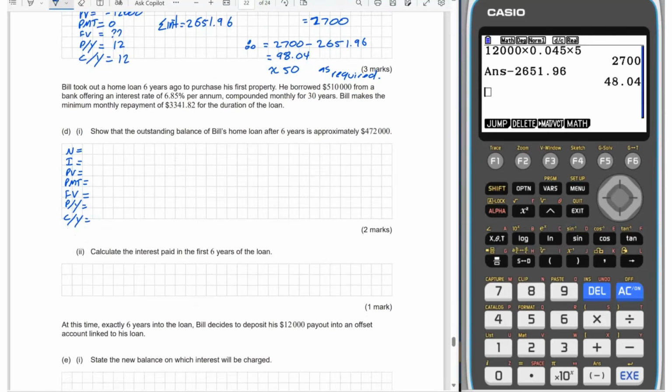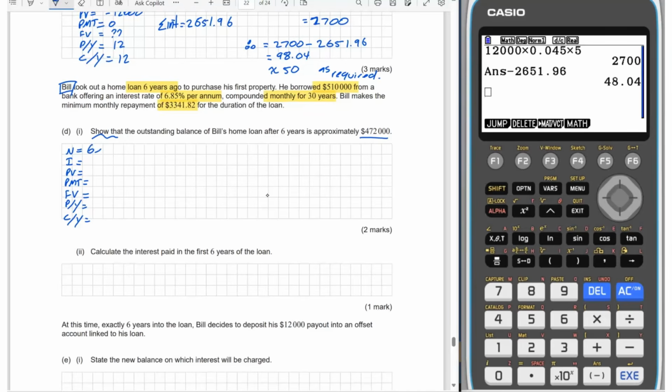Perfect. Okay, then we move on to Bill, and this is what he's decided to do with his $12,000. But before we get to that, we're just considering his home loan first. So he took out a home loan 6 years ago to purchase his property. He borrowed $510,000, and he's paying 6.85% per annum, compounding monthly for 30 years. And he's making minimum monthly repayments of $3,341.82. And here we've got to show that question. So it's going to be close to the $472,000. Hopefully the balance is that after 6 years.